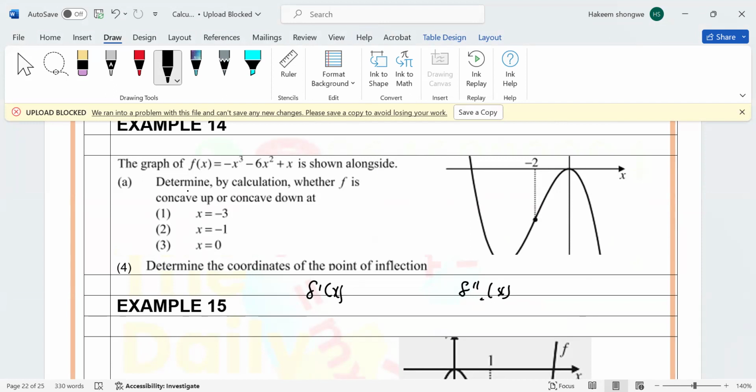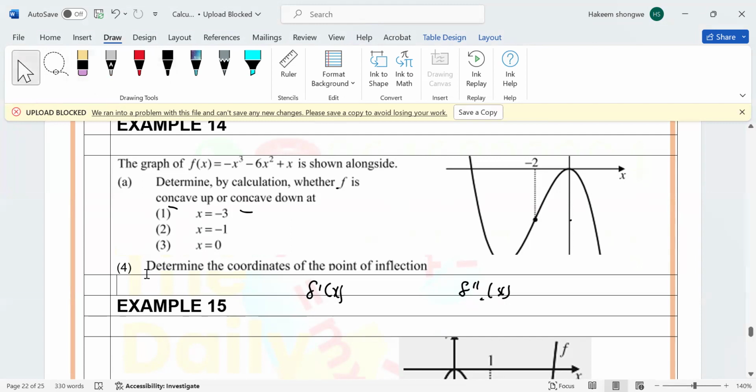They will say the graph of f of x is given and shown here. Determine by calculations whether f is concave up or concave down. Now, when the second derivative is positive, the graph is concave up. When the second derivative is less than 0, the graph is concave down. That's what we're going to see. What do I mean by that? Let me show you so that you can also prove it for yourself.